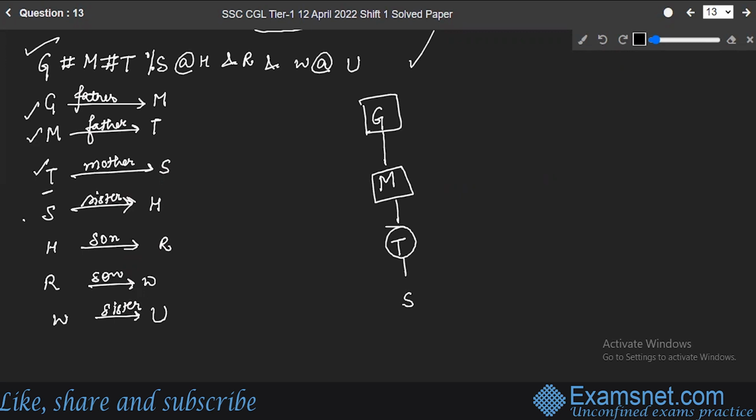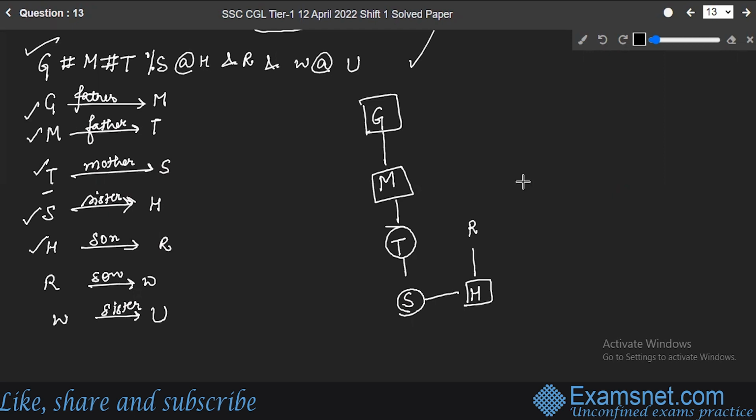Now it says S is sister of H. That means S is a female. First of all, sister is a horizontal line. Here is H. I don't know whether H is a male or female. Let it be like this. Next is H is son of R. So H is a male. It's son of R. So here is R. It's a difference of generation.